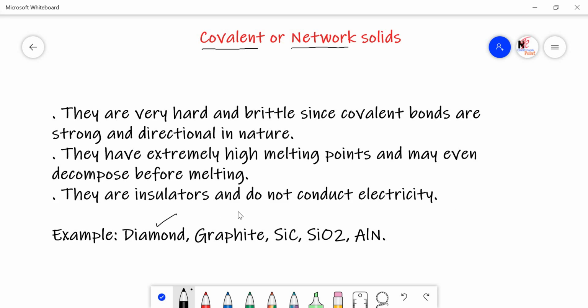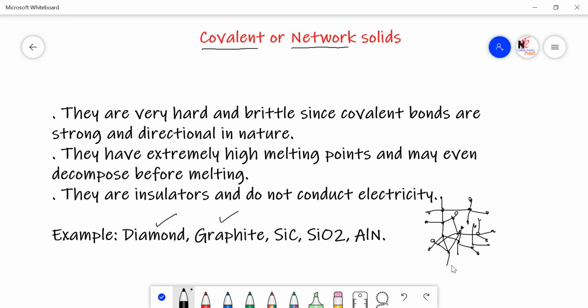Here two best examples are given, both diamond and graphite. You know that diamond has a tetrahedral shape like this. So each carbon is connected to 4 other carbon atoms through a tetrahedral shape. So here also you can see a tetrahedral shape, and here also, and here also. Everywhere you get the same tetrahedral shape, but finally it looks like a giant molecular structure.